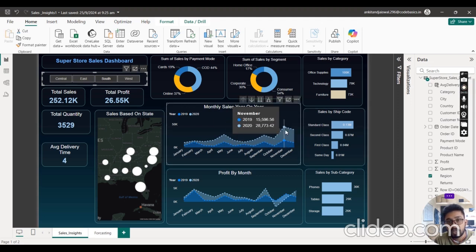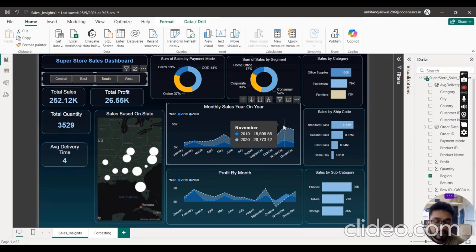My peak time was November, where previous year I sold 15,000 something units of phones. In 2020 I have sold 28,773 units. So you can see the year on year comparison. Maybe in November I have Diwali or something. Because of that, Indian people living in the south area of the US have purchased more products as compared to previous months.